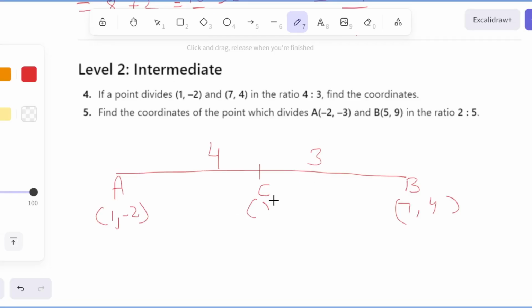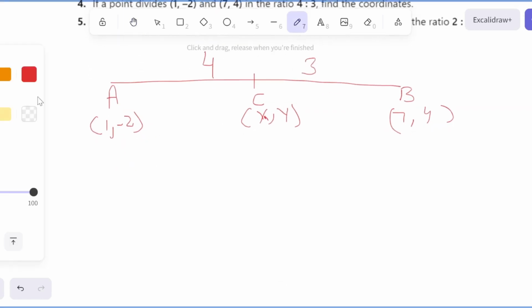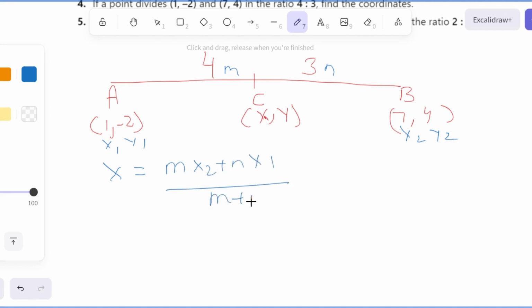So let these points be x, y again, the same way we did the previous question. The only difference is it won't be 1:1. So it's 4:3. So I'm just taking it up again, writing down the formula. So x will always be equal to m, this is your m, this is your n. So this is your x1, y1, this is x2, y2. mx2 plus nx1 divided by m plus n, and the y coordinate will be my2 plus ny1 divided by m plus n.